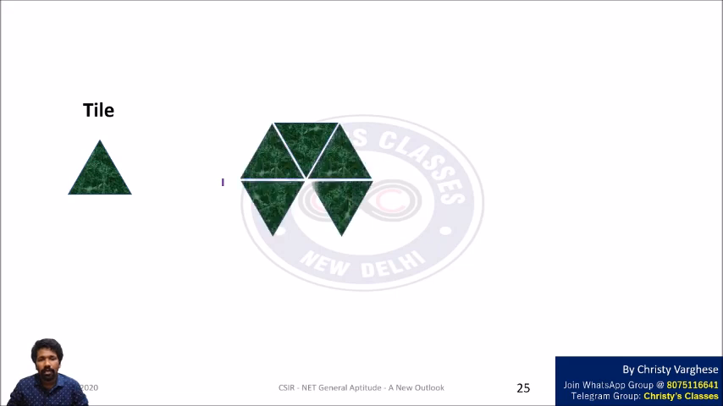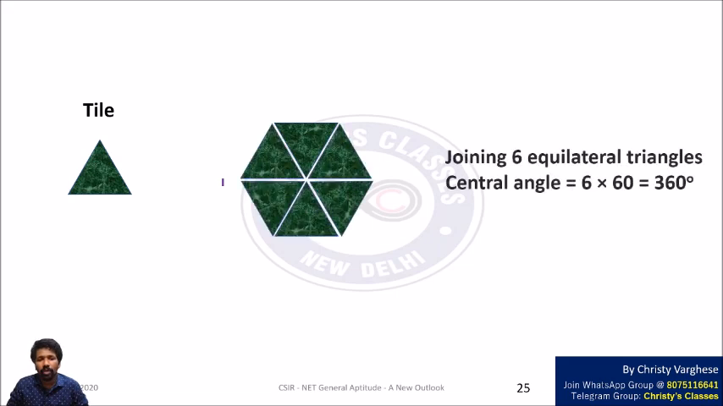First of all, equilateral triangle tiling you can do like this, because this will cover a plane without leaving any gap. And why is it so? Because one angle of an equilateral triangle is 60 degrees.